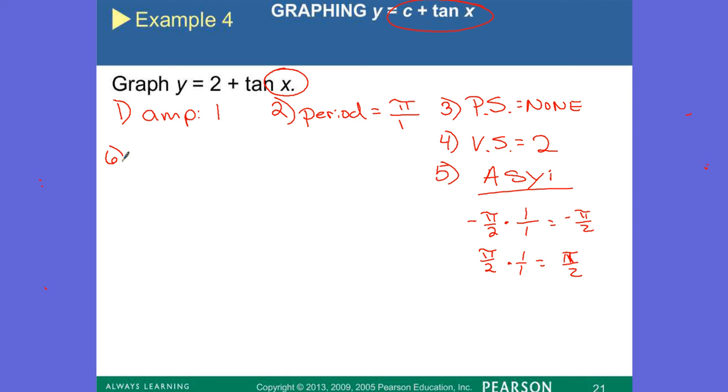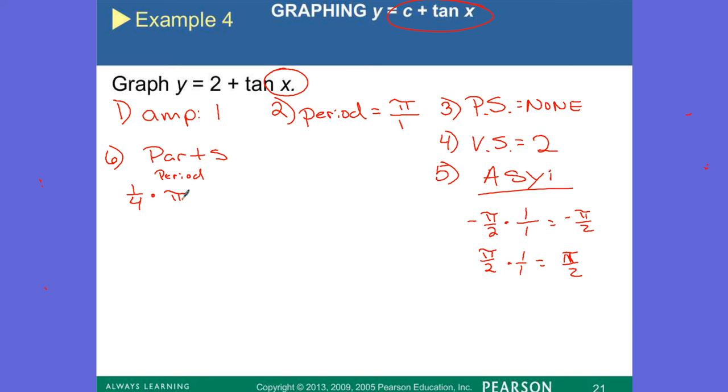Step number 6. Class, step number 6, I would call that my parts. So now I'm going to do 1/4 times my period, which is 1 over pi over 1. It's just going to be pi, right? Yes. Okay.